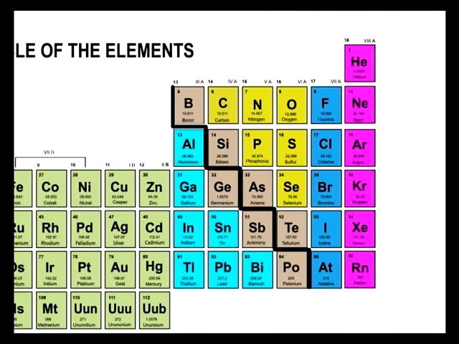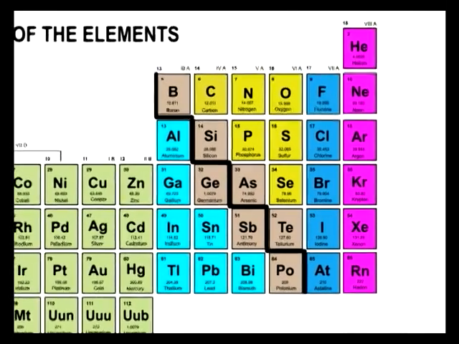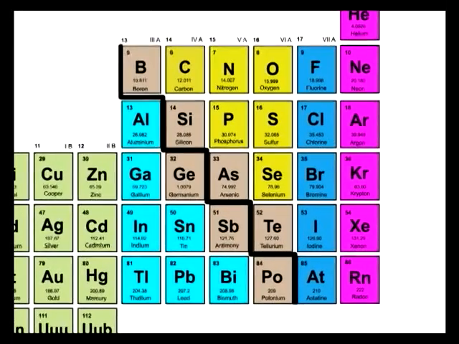But right around the zigzag line, there's some very special elements that we call metalloids, which means they're kind of in the middle. They're kind of transitioning from being a metal to a nonmetal, and they basically have properties of metals and nonmetals. So they're kind of in between those two guys. So they share the properties of metals and nonmetals. The most famous one is silicon.